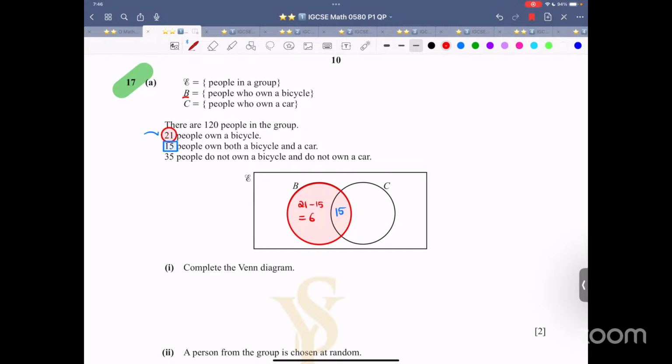35 do not own a bike and do not own a car. So these 35 are coming on the outside. How much is the total? That is 120. So therefore, 21 plus 35, that is 56. 120 minus 56 is 64. So these are 64 people who own a car only. So this is car only. And this is bike only. This is both. This is none of these two. So altogether, this is 120.